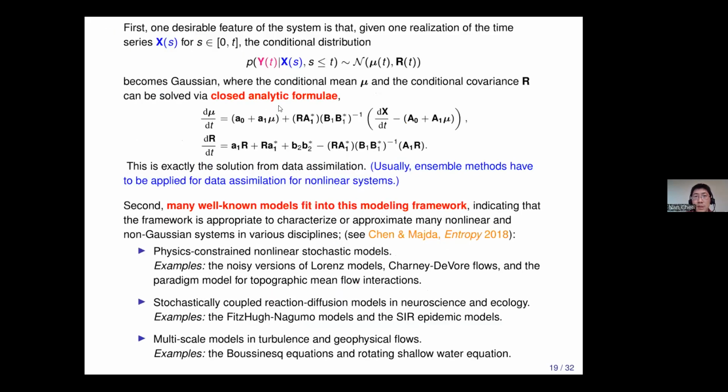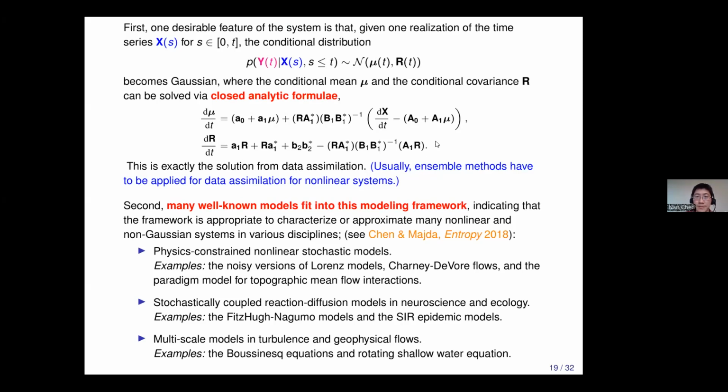And what's even nicer is that this conditional mean and conditional covariance can be written down using a closed analytical formula. And usually when we do data assimilation, we aim at solving the distribution of the state variable given the observation, which is exactly this equation. So that means for this kind of system, when we try to do data assimilation, we have this exact closed statistical formula. So we can avoid using numerical methods based on ensembles.